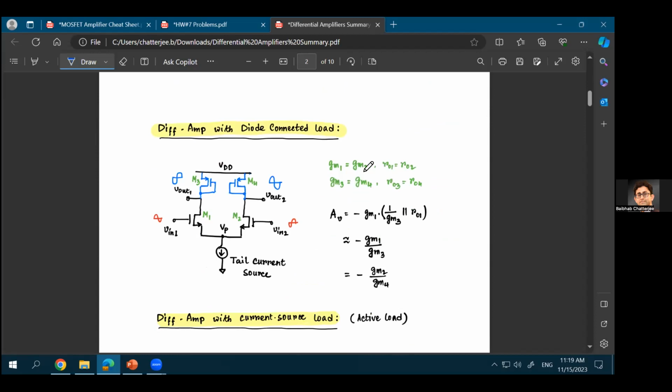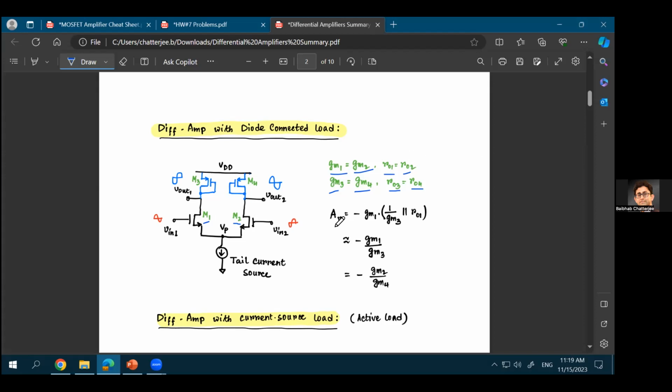Okay, diff-amp with diode connected load. Again, something that we saw right now, let's just assume your g_m1 is equal to g_m2, that is the g_m of the M1 transistor equal to the g_m of the M2 transistor, r_o1 equal to r_o2, g_m3 equal to g_m4, and r_o3 equal to r_o4. What this means is that the left side branch is identical to the right side branch. Again, just an assumption, may not be true in a practical scenario.